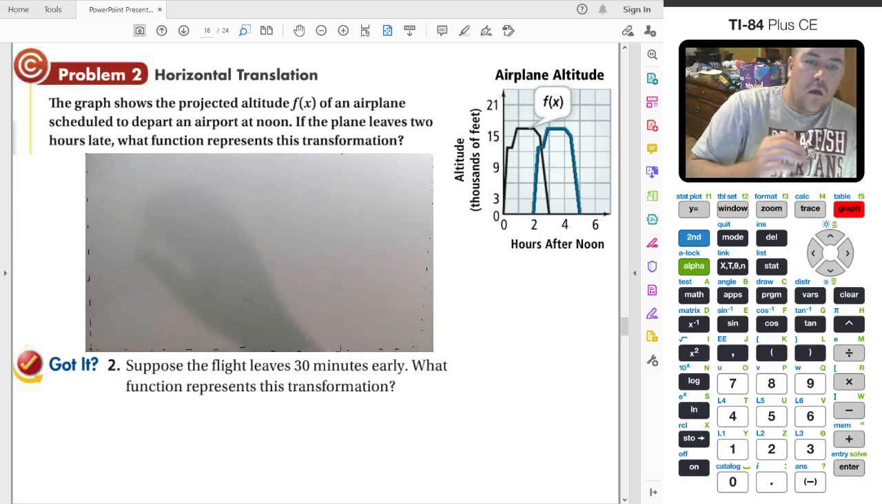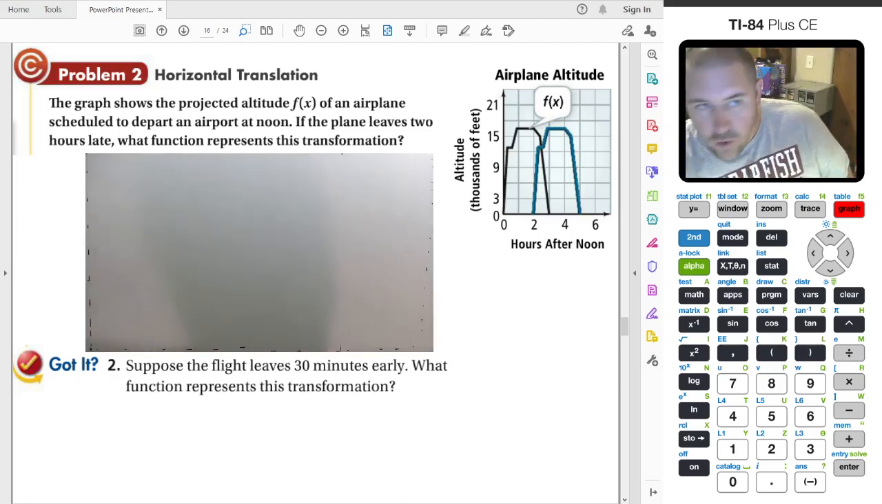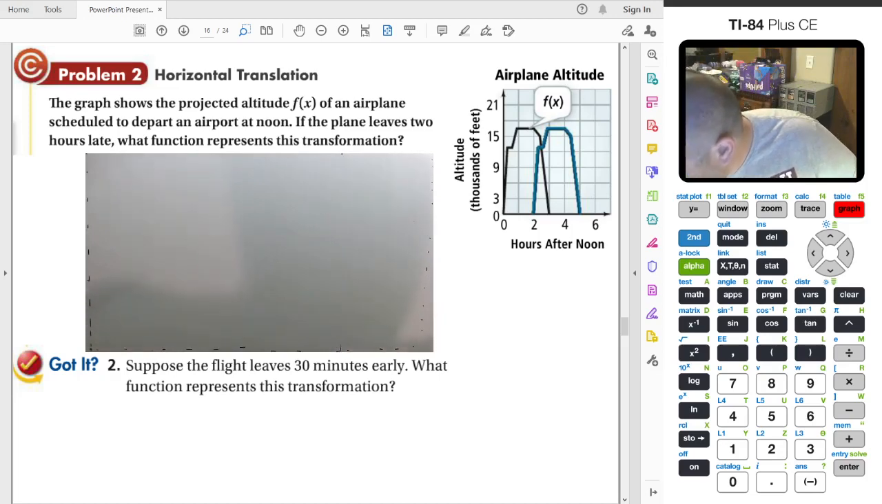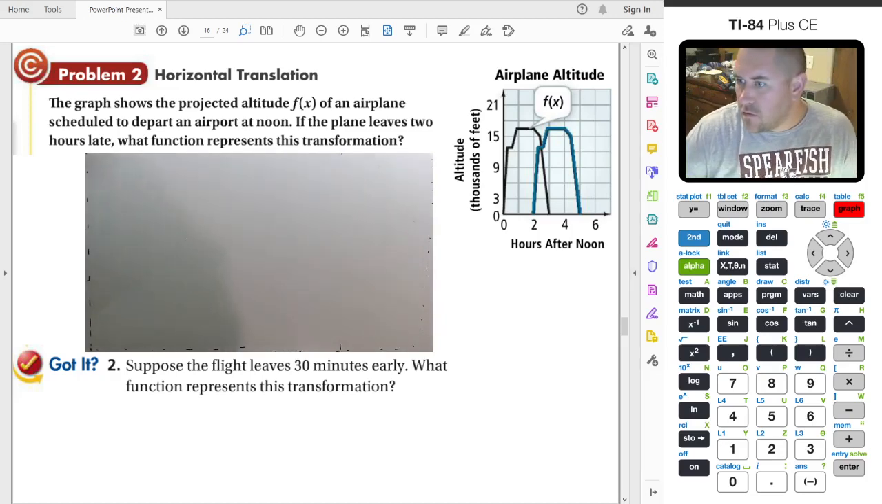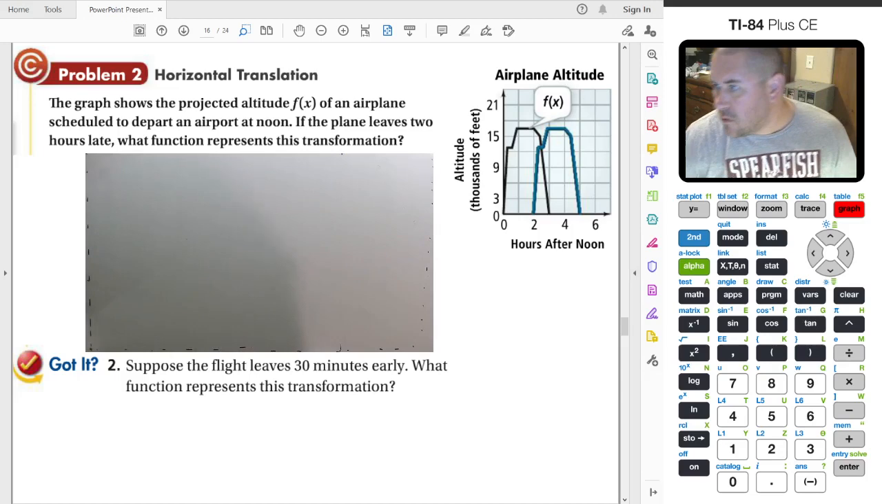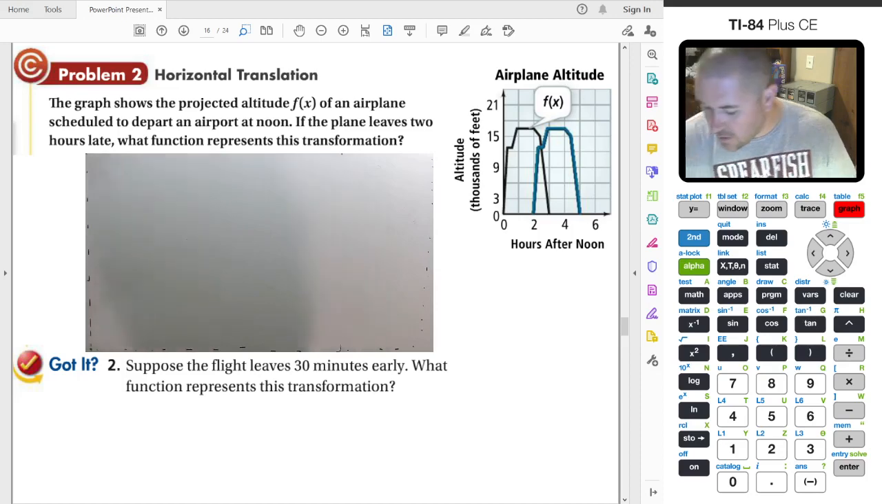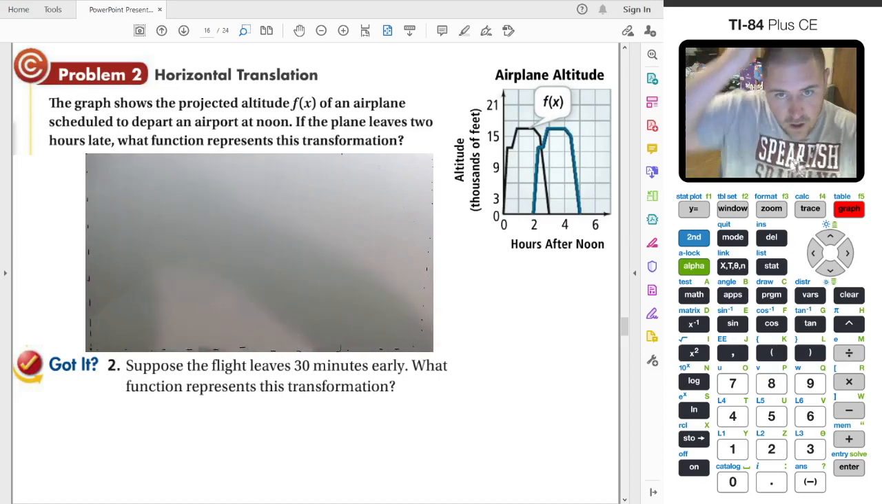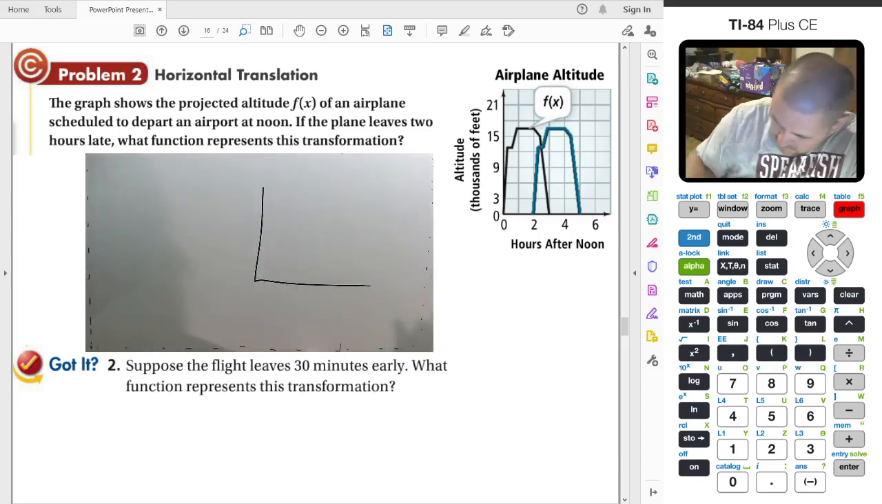Graph shows projected altitude of an airplane scheduled to depart airport at noon. Should probably not have my mouse clear on the other side of the thing here. Okay. All right. Can y'all see the mouse over here? Does it not show up on the screen? Oh no. Okay, I gotta change that setting. I'm not gonna do it now though. I just want to keep going or I'll lose my train of thought.